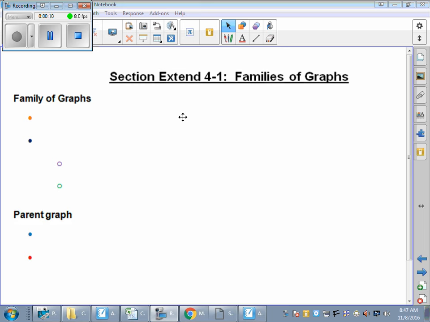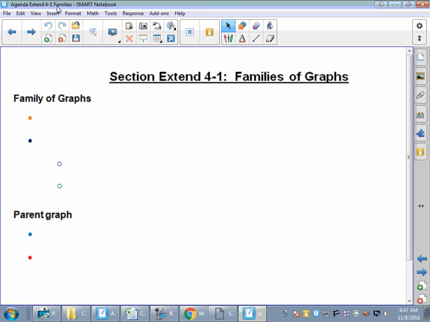It's kind of adding on to section 4.1, actually adding on to all the sections. We need to talk about families of graphs, and this is going to be pretty short and sweet because a lot of this is going to be stuff that we do in class, and we can pull out the graphing calculators to work on these.